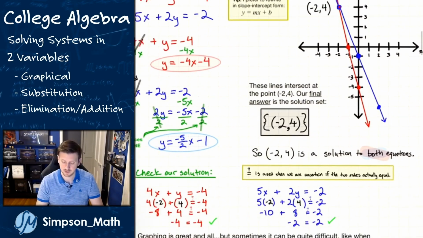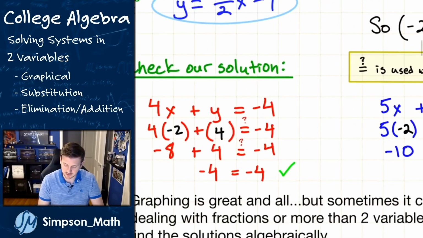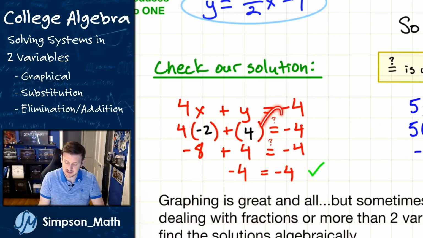And just to note, I'm using this little equal sign with a question mark. This is a valid mathematical symbol when you're doing tests, because you're saying, well, I don't know, I'm determining, do they equal each other? I haven't made that determination yet. And then I drop the question mark when I'm like, yes, -4 does equal -4.